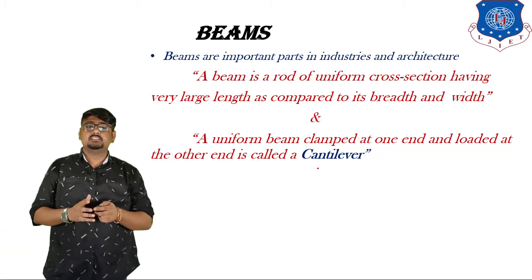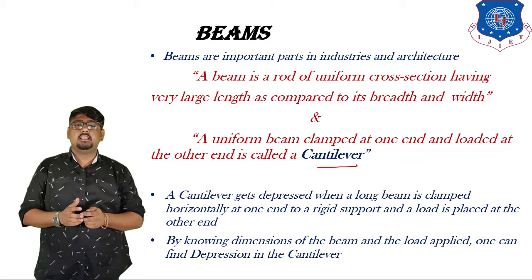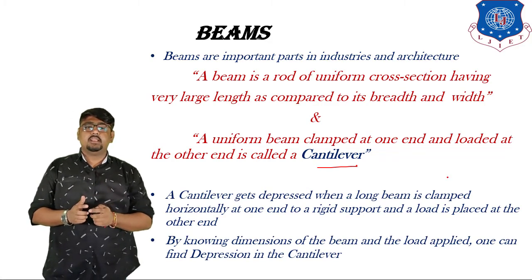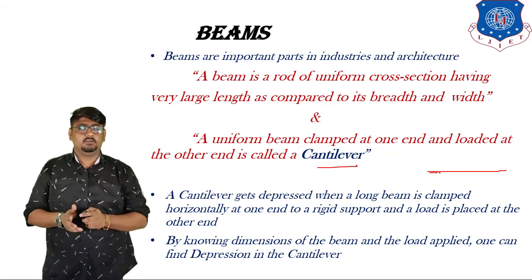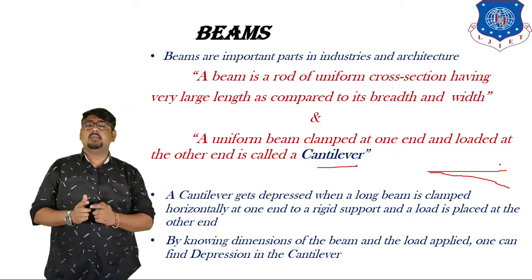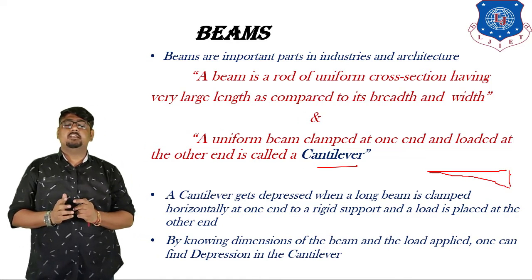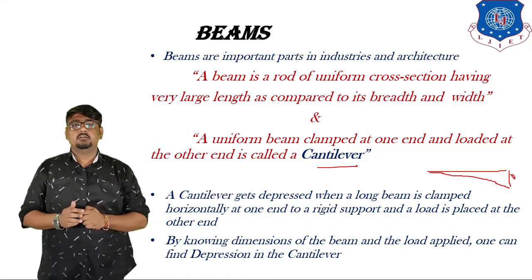Now, a cantilever gets depressed when a long beam is clamped horizontally at one end to a rigid support and the load is placed at the other end. By knowing the dimensions of the beam and the load applied, one can find the depression in a cantilever beam.